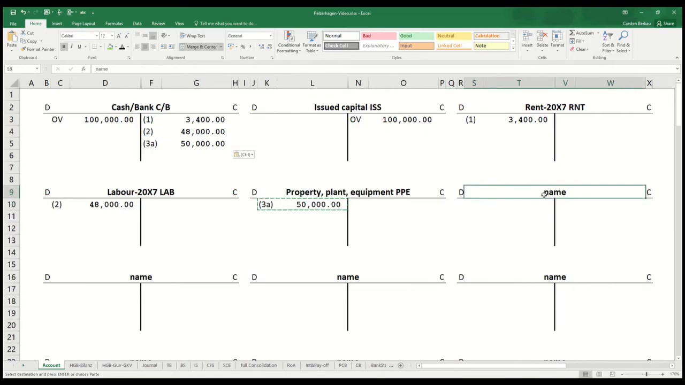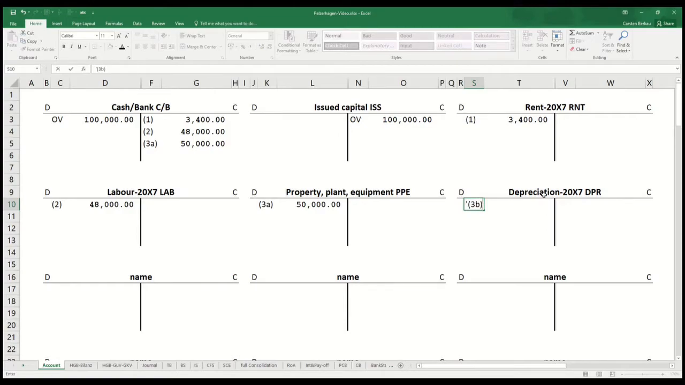Now we record depreciation. So for depreciation we have to record an expense, depreciation, in 2007. So the abbreviation is Delta Papa Romeo. So this one is the bookkeeping entry 3 Bravo. It's 10,000. And we will record the contra entry in property, plant and equipment, as this amount will be decreased.